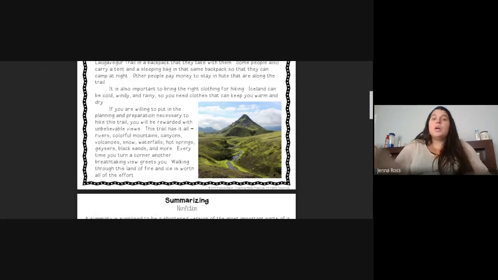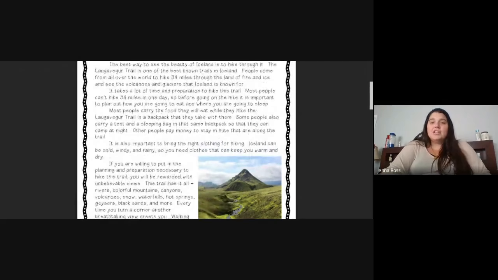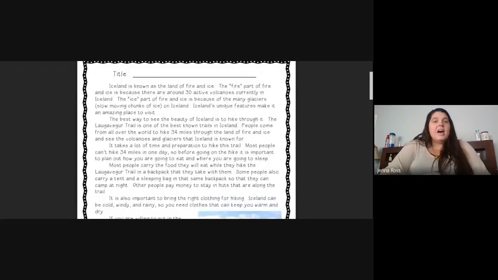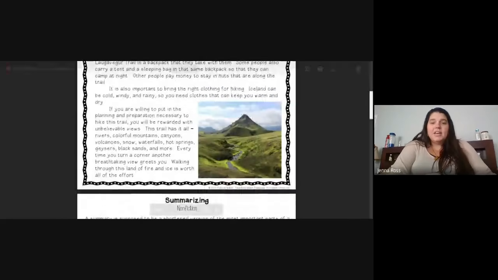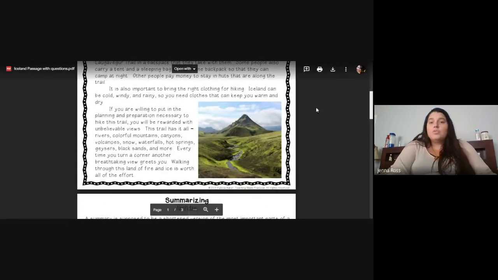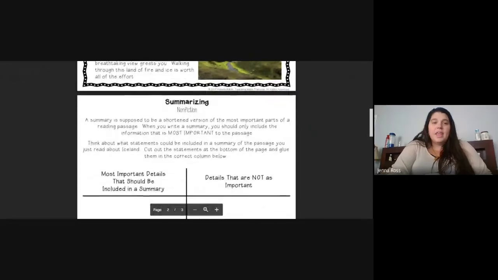All right, so you can go back and reread this again to yourself if you'd like. We just read it through one time, and here's an example of a picture of what you might see while you're hiking on the trail, which is awesome.